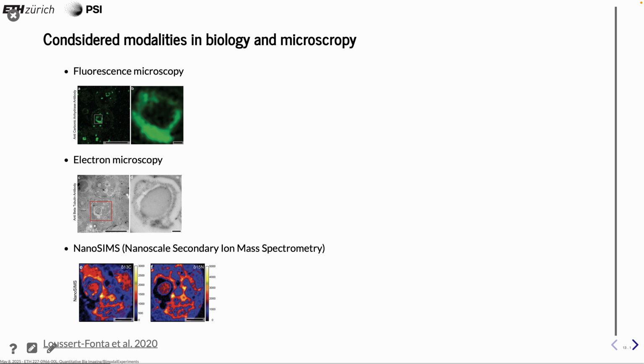In biology and microscopy, we also have different modalities to work with. So in this example, we see a combination of the same specimen with fluorescence microscopy, electron microscopy, and also nanoSIMS, that is nanoscale secondary ion mass spectroscopy. So in principle, you get isotope information in the sample.